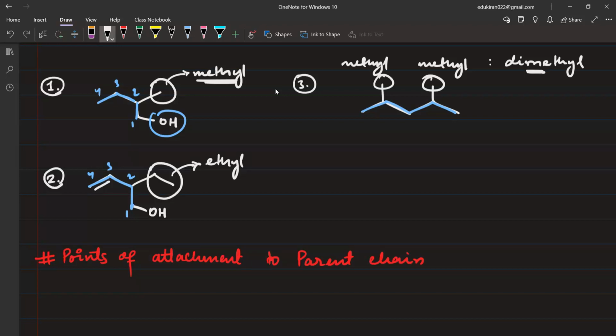What is the name of the substituent? Methyl is the name of the substituent. All of you got this? Yes or no? Please, we will take examples, but please write this also. Then we will take a bit more complex cases where you have points of attachment to the parent carbon chain. It's a bit complicated, and it's going to help you a lot, by the way.